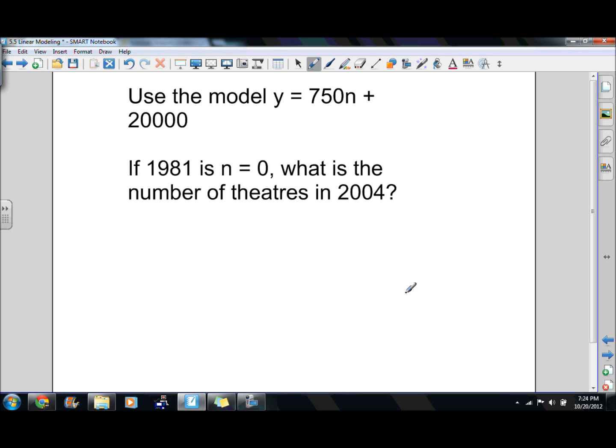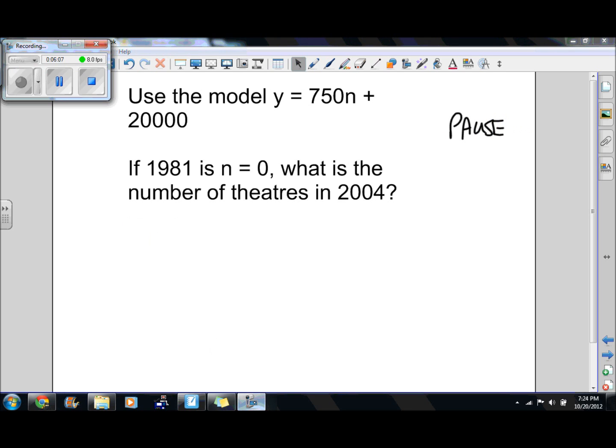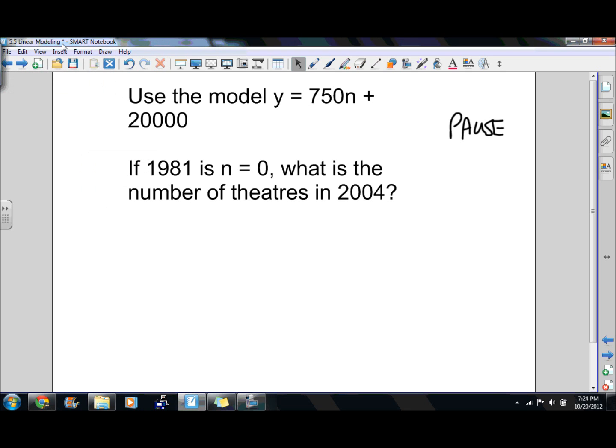I would like you to try this one on your own. See how we're doing on time. Running a little long, but nothing too horrible yet.